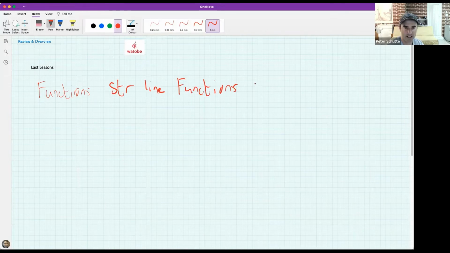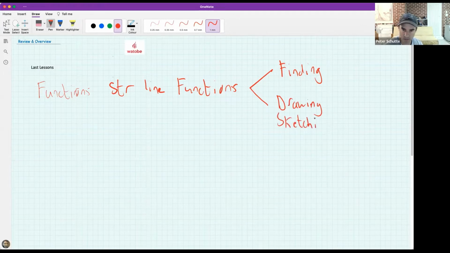And in the first lesson, we spent a lot of time finding things about straight lines. We found the equation, we found the x-intercept, we found the y-intercept. And these are all important ideas for studying functions. And then the last lesson, we were actually drawing or sketching straight line graphs. And we used a lot of the information that we learned in lesson 1, and that helped us in lesson 2 to draw or sketch graphs.